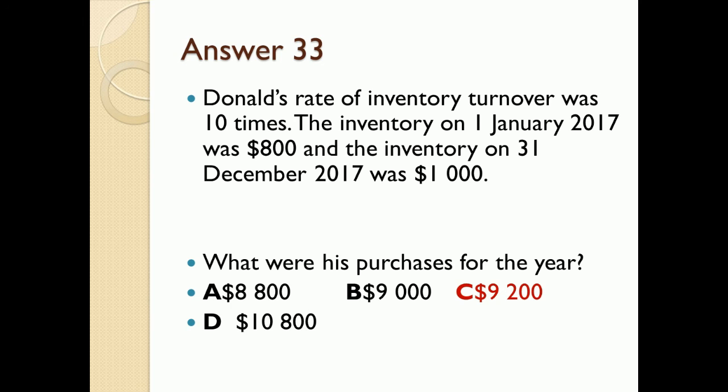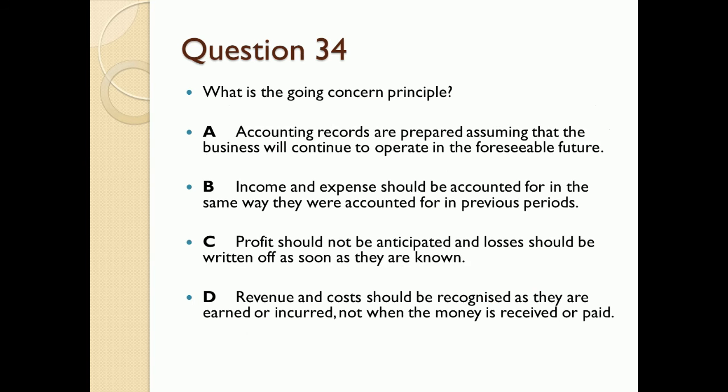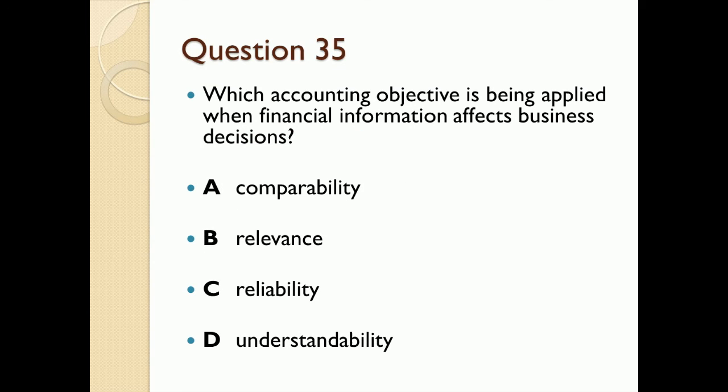Okay, let's discuss another one. What is the going concern principle? The going concern principle basically states that your business will continue for the foreseeable future. When an accountant prepares financial statements, that thing is in his mind, that the business will continue for the foreseeable future. So your answer for 34 is that accounting records are prepared assuming that the business will continue to operate in the foreseeable future. And 35th is also related to that chapter.